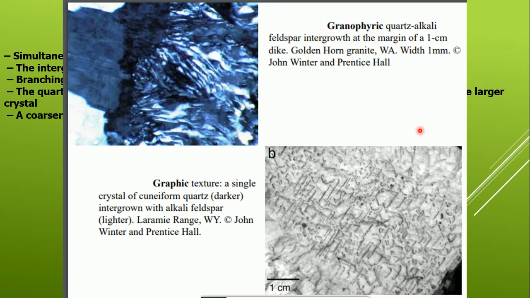Granophyric texture is a quartz and alkali feldspar intergrowth in the margin of a 1 cm dike. You can see in this picture. Graphic texture is a single crystal of cuneiform quartz intergrown with alkali feldspar. You can see in this picture.